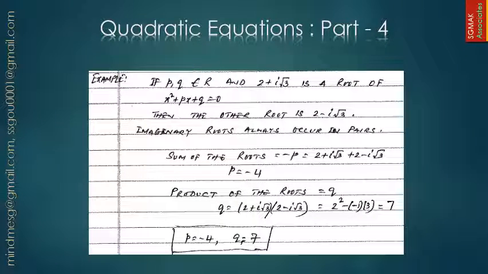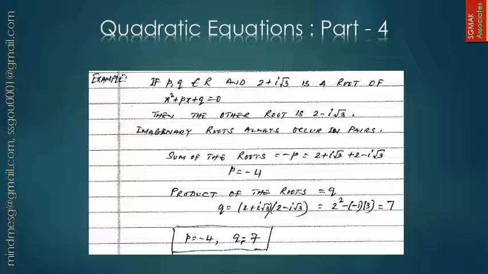If P and Q belong to real numbers and 2 plus I times square root of 3 is a root of the equation x squared plus px plus q equals 0. Now a quadratic equation has two roots. If one is imaginary, the other will be the complex conjugate. So if one root is a plus ib, the other root has to be a minus I times b. So in this case, the other root has to be 2 minus I times square root of 3. Imaginary roots always occur in pairs.